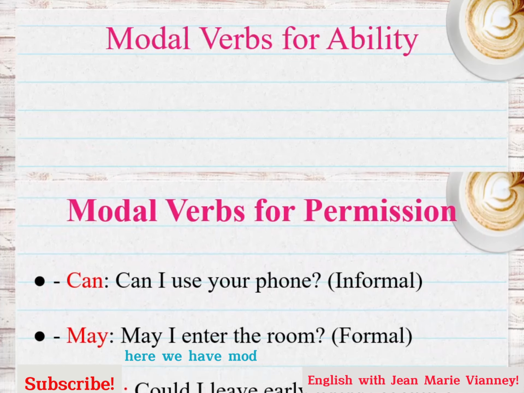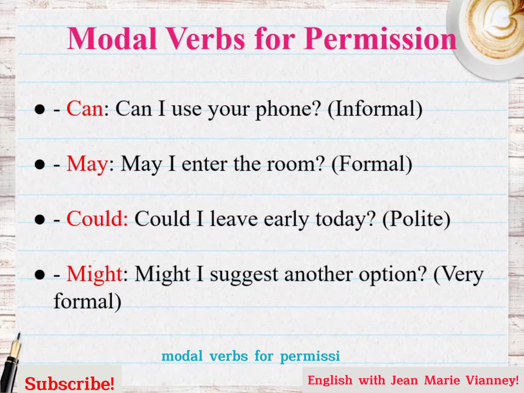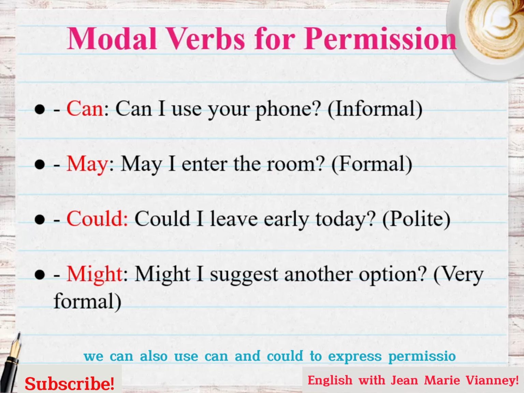Here we have modal verbs for permission: can, may, could, and might. We can use can and could to express permission. With can, we can say, can I use your phone? This is informal. May I enter the room? This is formal.